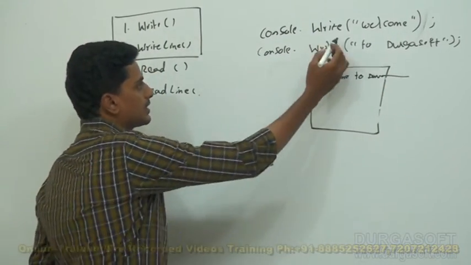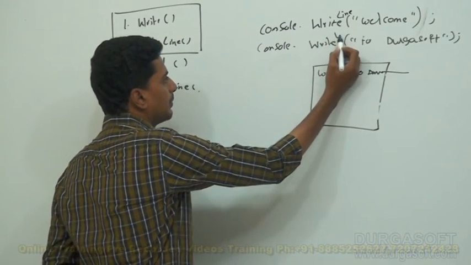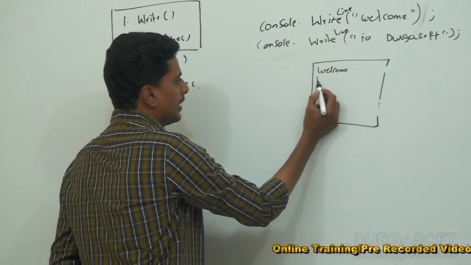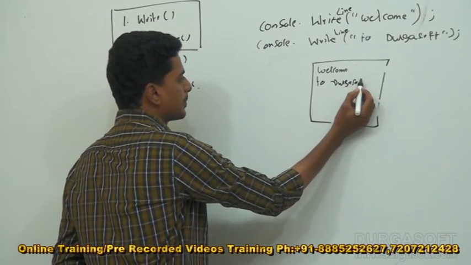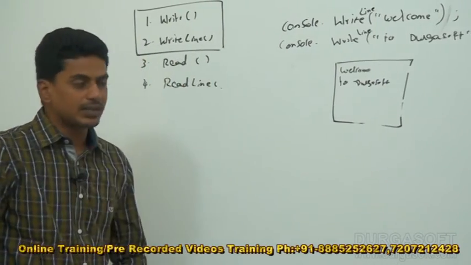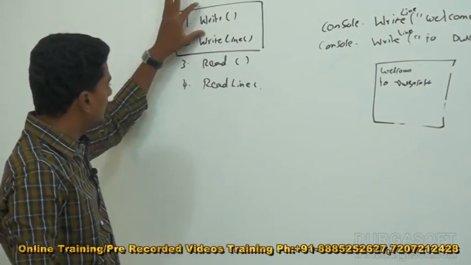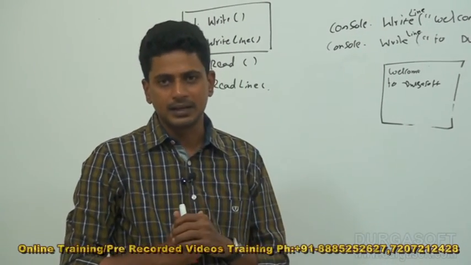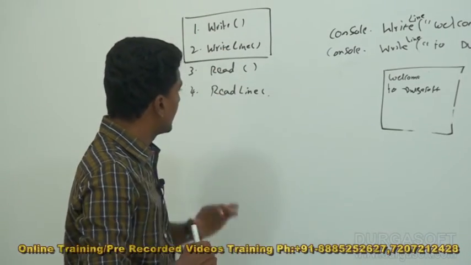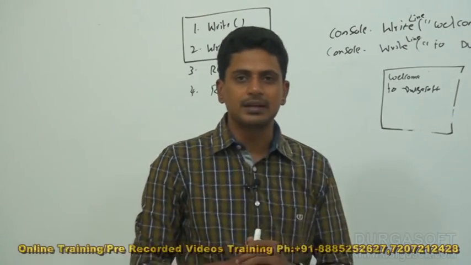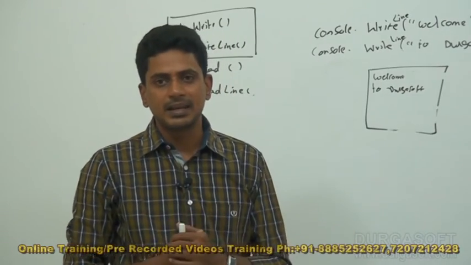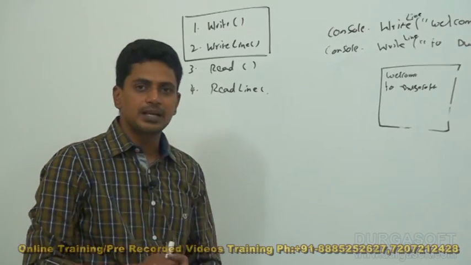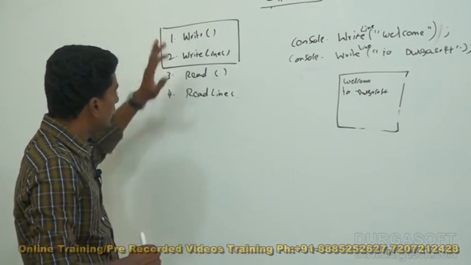If I am using WriteLine instead of console.write, then welcome is displayed in the first line and to DURGASOFT is displayed in the next line. That means the write method is used to display the statement onto the screen within the same line, and the write line method is used to display the statement within the next line. If you want to display line by line, then we can use the write line statement, and if you want to display within the same line, then we can use the write method.